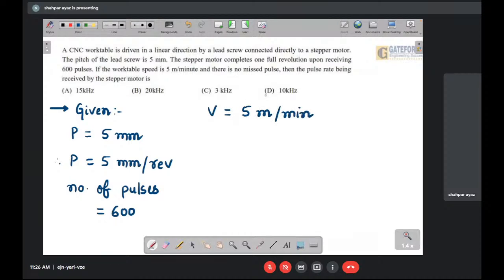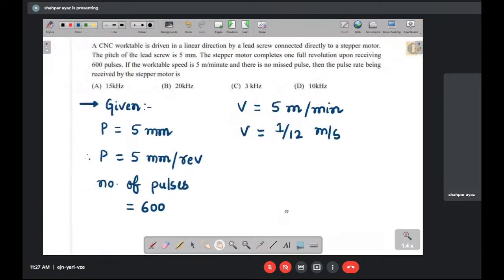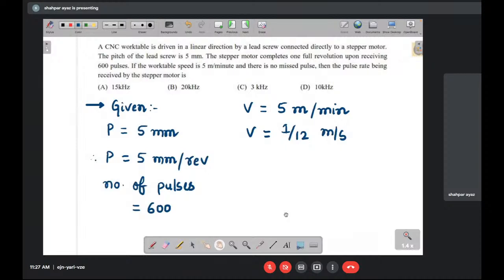5 meter per minute. If I want to convert it into meter per second, you divide it by 60. 5 divided by 60, it is your 1 by 12 meter per second. Clear, all of you? One by 12 meter per second. Okay, everyone.